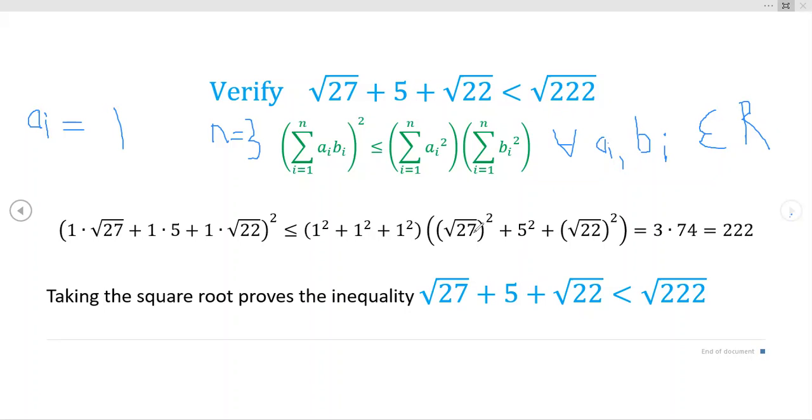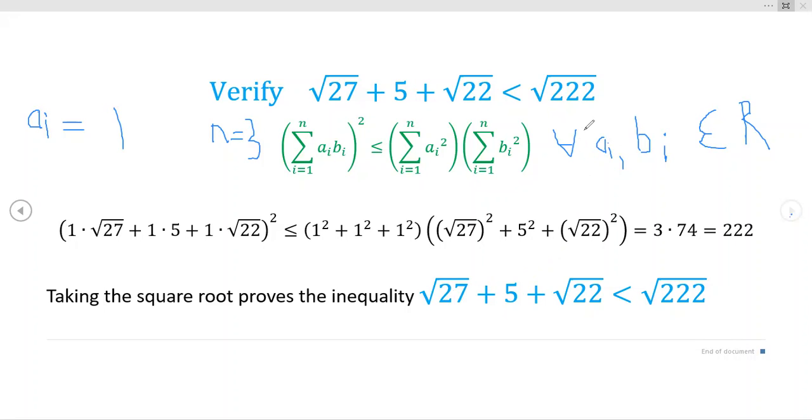Well, this would be 27 plus 25 is 52, plus 22 is the 74 you see on the right-hand side here. And then these guys right here add up to 3. That's equal to 222. And if you take the square root, that proves the inequality. That proves exactly what we set out to prove. We took the square root of this, which is what we were trying to verify up here. So the result has been proven.